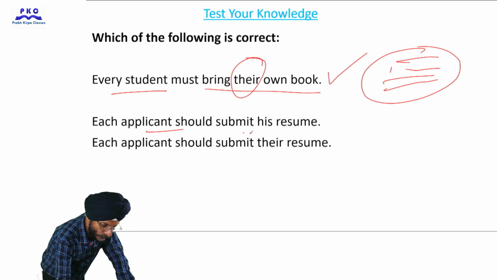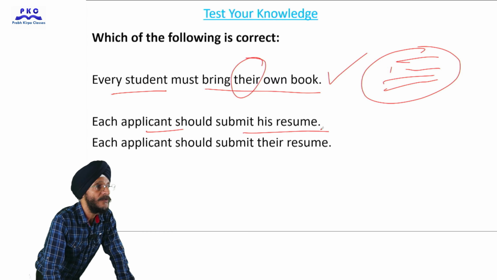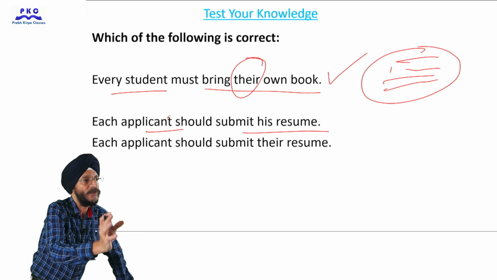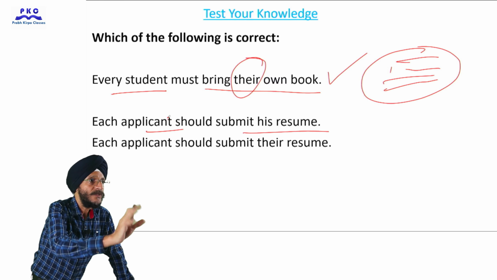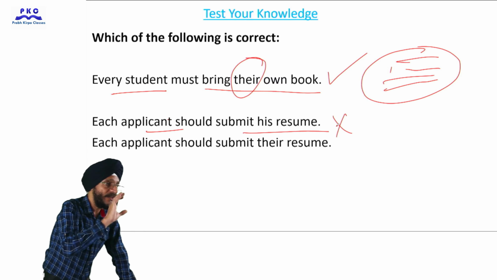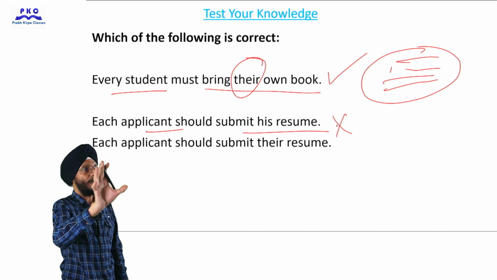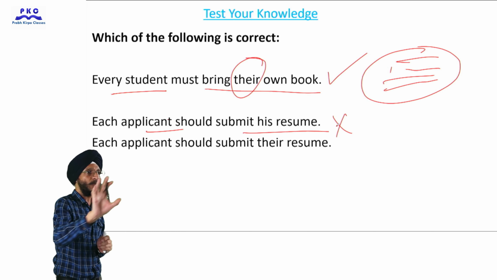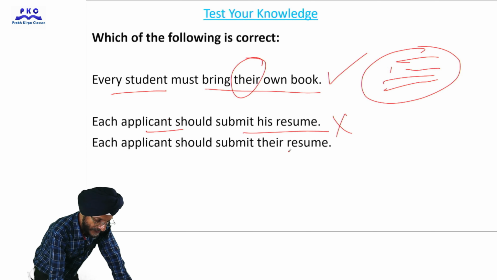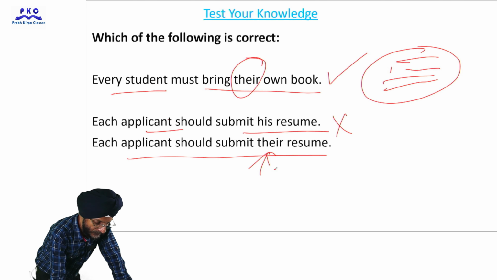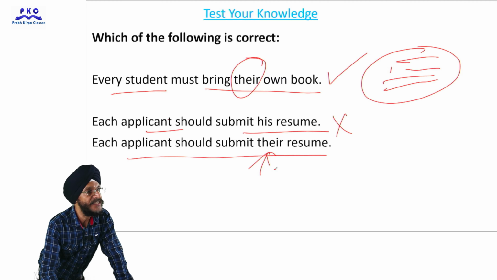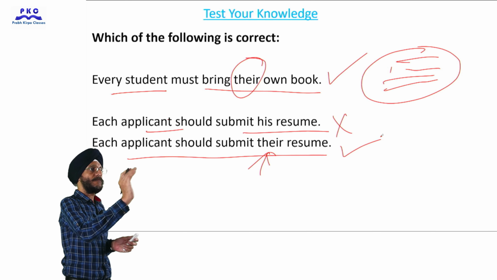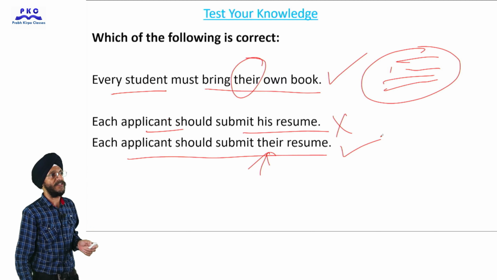Each applicant should submit his resume. It is wrong, because we do not know whether the applicant is a boy or a girl. Gender is not known. If we know that all the applicants are boys, then each applicant should submit his resume is okay. But here the position is not clear. So to adopt a gender neutral approach, we should use the pronoun their. Each applicant should submit their resume. It is perfectly okay to use their in such a context.